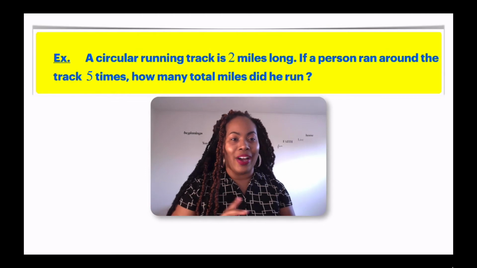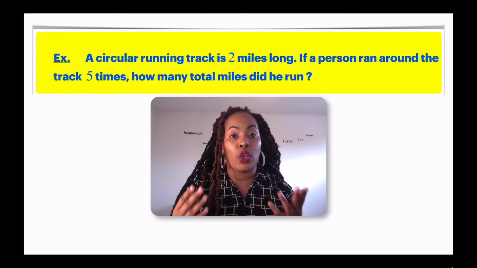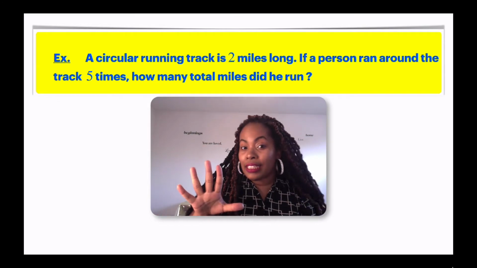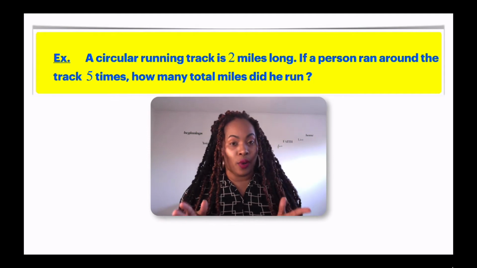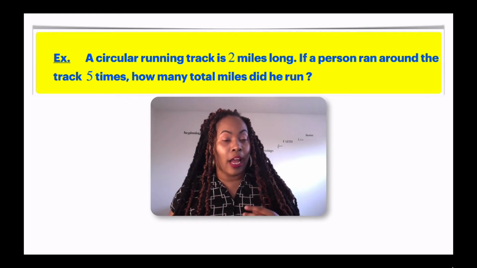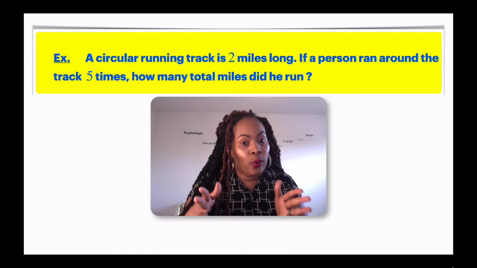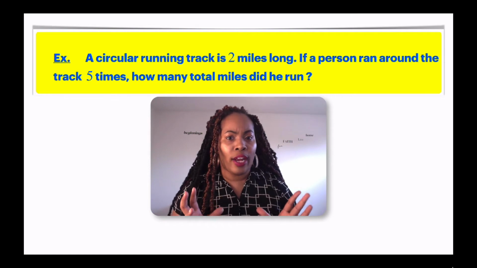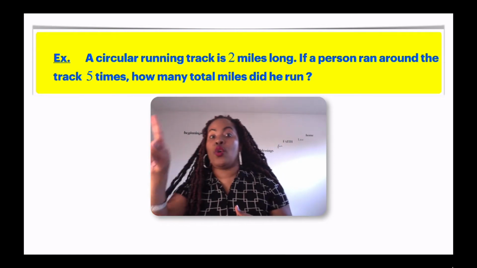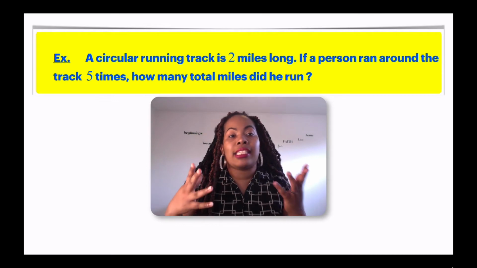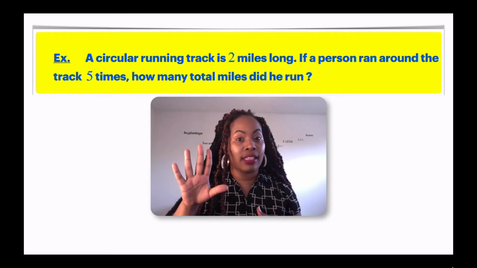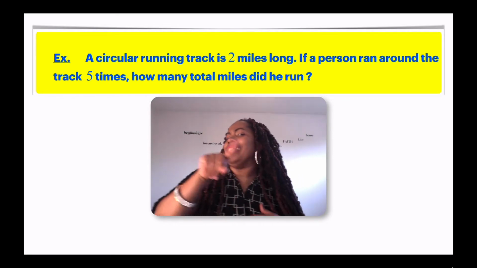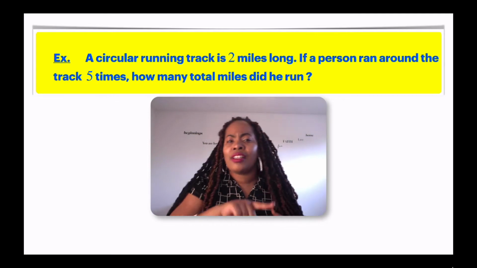So, problem number 1. It says a circular running track is 2 miles long. If a person ran around the track 5 times, how many total miles did he run? Now remember, I said one of those applications is a total when you're adding the same thing a bunch of times. So in this case, we have a circular running track. How long is it? It's 2 miles long, right? But it says that person ran around that track 5 times. That means if you look at it, it's like 2 plus 2 plus 2 plus 2 plus 2.